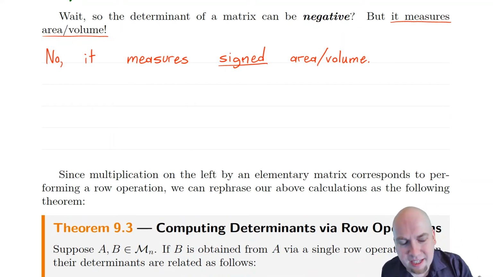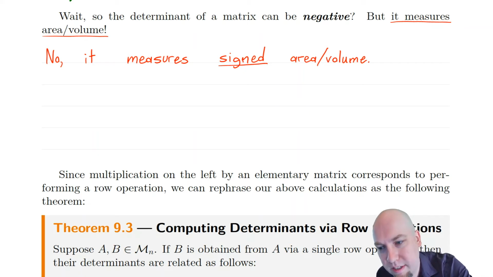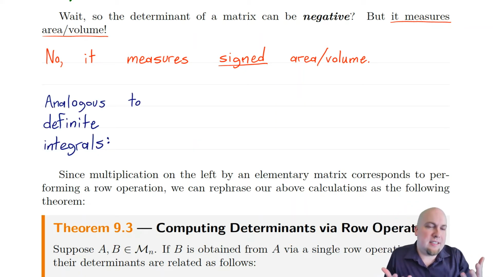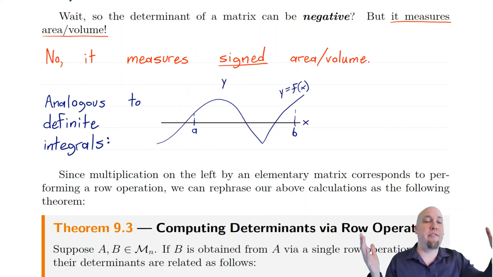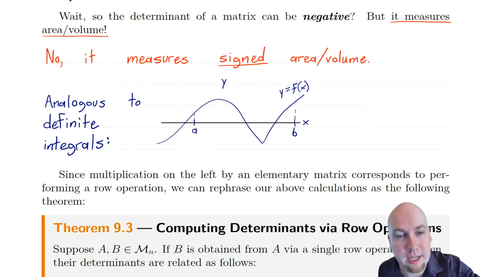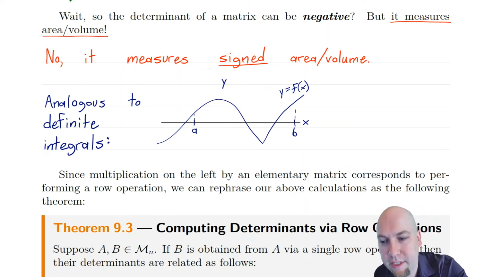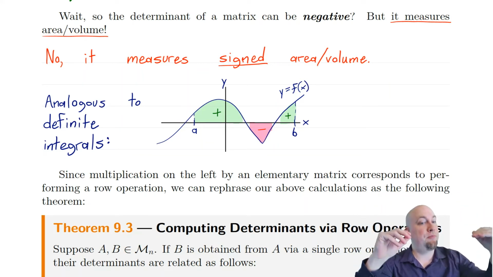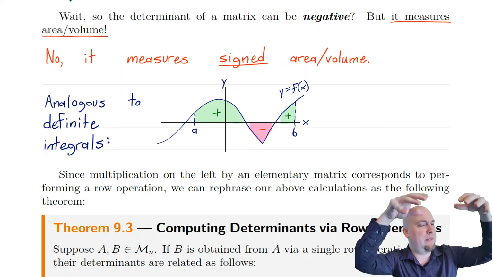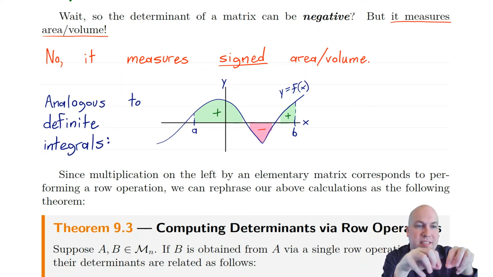All right, this maybe seems weird at first, like what the heck is a signed area? But you've done things like this before. Back when you took calculus, this is completely analogous to definite integrals. Remember, what is the definite integral of some function? You've got a function acting on the real numbers, and here's its graph. The definite integral measures areas under the graph, well, no, it measures areas under the graph but above the x-axis. And if it's below the x-axis, then you measure that negatively.